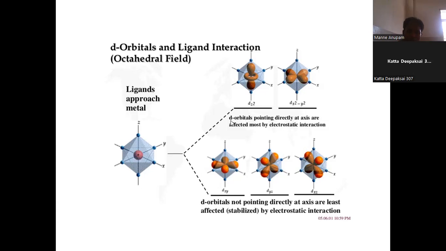Here, read this. D orbitals pointing directly at the axis are affected most by the electrostatic interaction. Therefore, they are increasing in energy. D orbitals not pointing directly at the axis are least affected by electrostatic interaction. That's why they are reducing in energy.